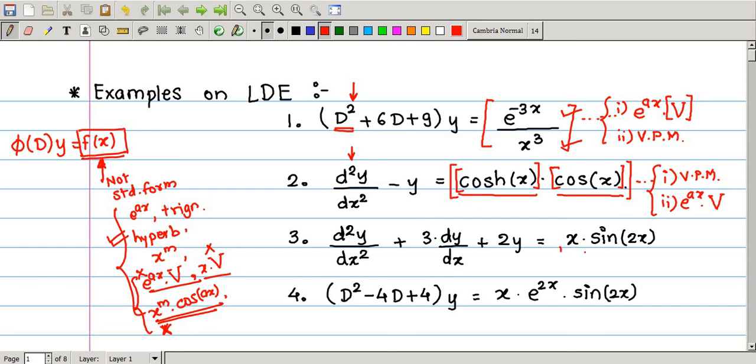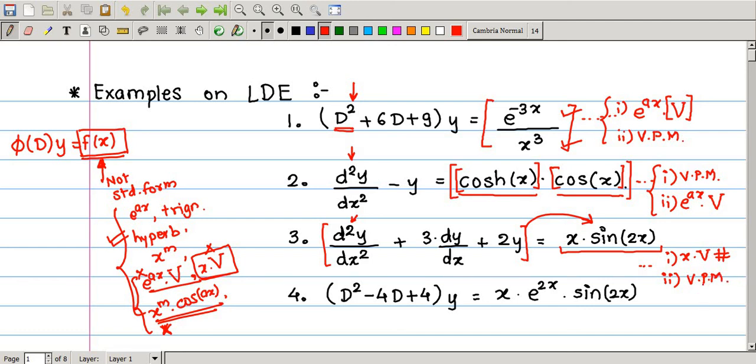Here f of x is in the form of x into v. So here we can use shortcut method formula x into v, provided that whenever we operate auxiliary equation on this v, it must not be case of failure. So we have to test the condition and then we go for shortcut method formula x into v. Again, since degree of auxiliary equation is 2, there is possible chance for applying variation of parameters method.